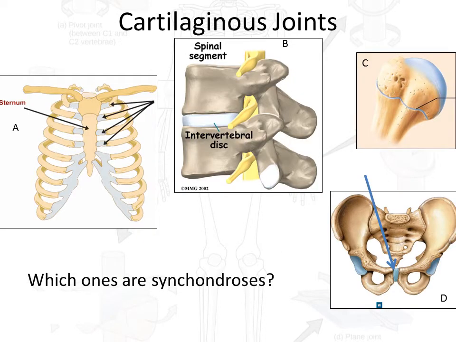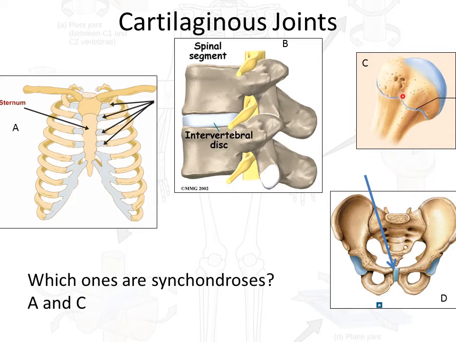Okay, a couple examples of those. We've got a few different examples here, so take a look at this and see if you can guess which ones would be synchondroses. Synchondroses, again, are places where we have hyaline cartilage connecting the bones together. One example here is A, the joints between the sternum and the ribs. This is hyaline cartilage, and that holds those joints together. This is an example of a synchondrosis that does not close with aging.